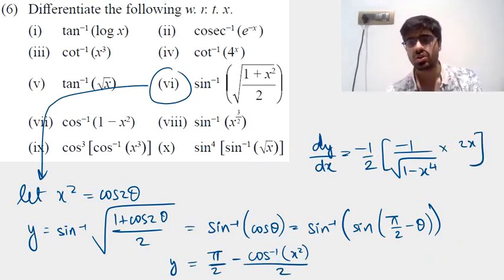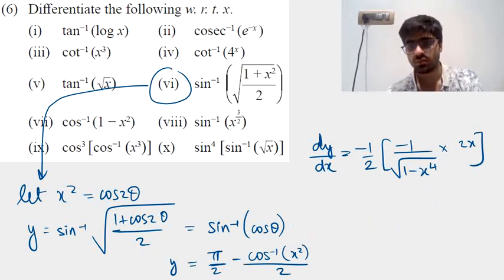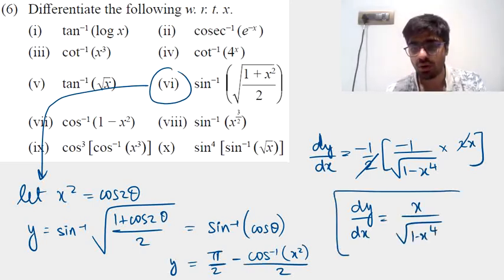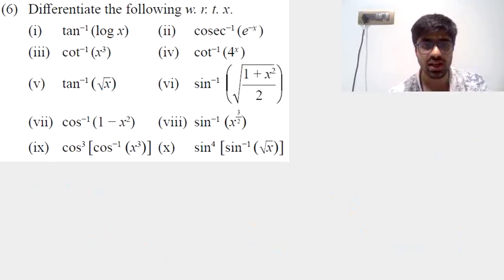Simplify that a little. When you simplify, the minus sign gets cancelled, and the 2 gets cancelled here, and you will finally be left with dy by dx is x upon root over 1 minus x power 4. Yeah, that's the final dy by dx.